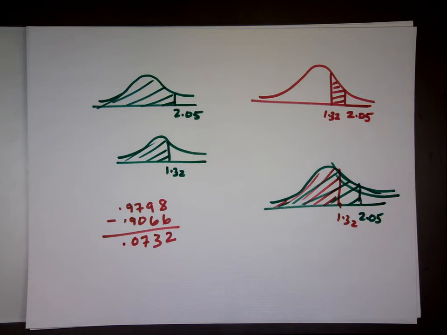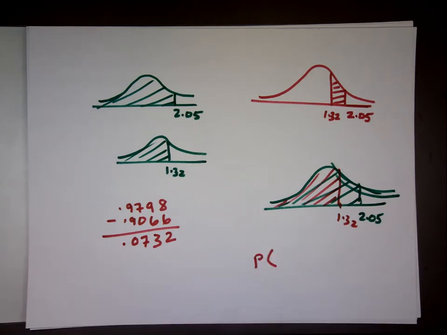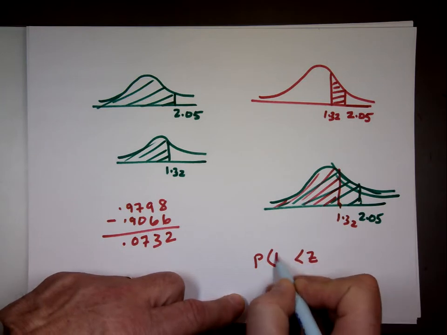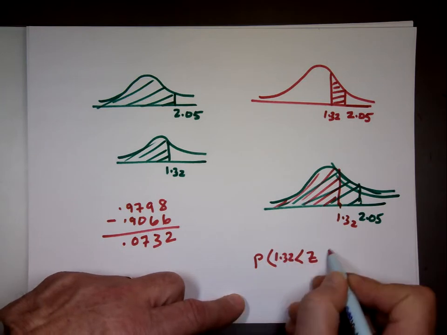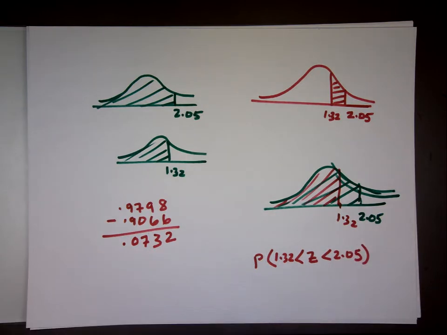The book is not going to actually write the question as find the area. What they're going to say is the probability, because the area will represent probability here. The probability that the z value is bigger than 1.32 and less than 2.05. That's how they're going to write that question: find the probability, find the area between 2.05 and 1.32.